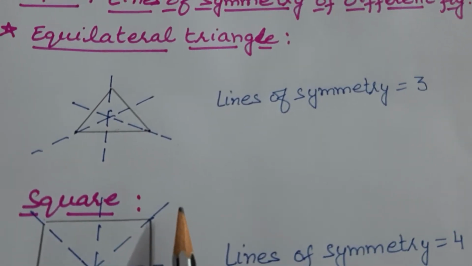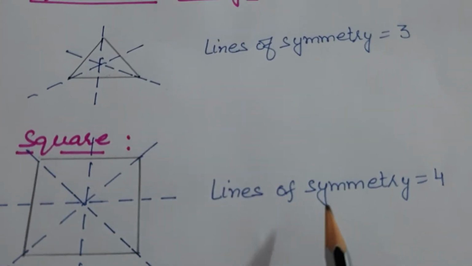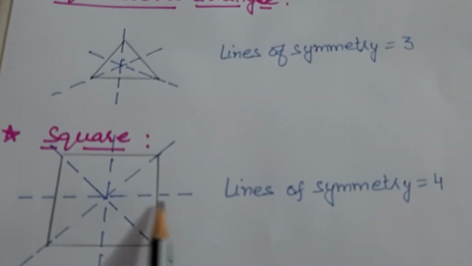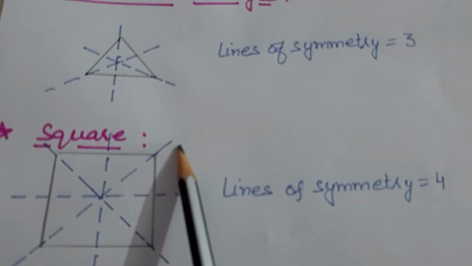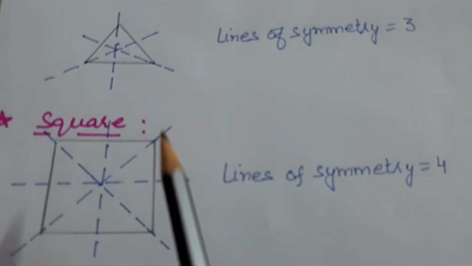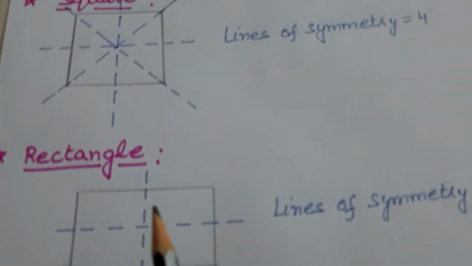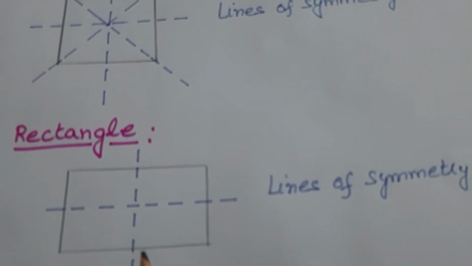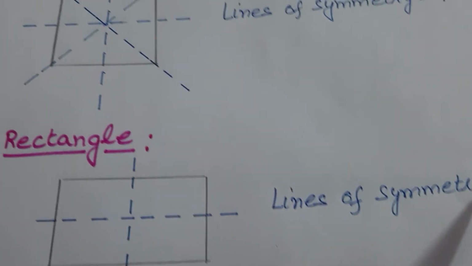Okay, so next is square. A square has four lines of symmetry: one, two, three, four. Fine. Next, rectangle. Now a rectangle is a figure which has opposite sides equal. So a rectangle has two lines of symmetry.